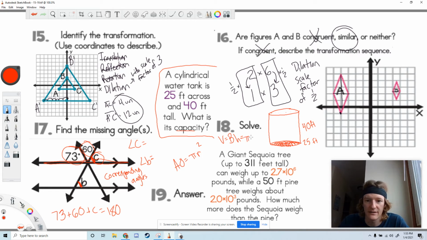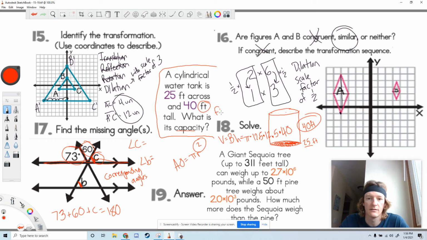So we need to do pi times the radius, which is halfway across. I know all the way across is 25, so we need to cut that in half. So that's times 12.5. To the second power means we've got to do times 12.5 again. And then we need to multiply by its height, times 40. So you need to multiply all these together. You can use the pi button on your calculator. Pi times 12.5 times 12.5 times 40. You're going to get a pretty big number. Make sure you put your label as feet to the third power.